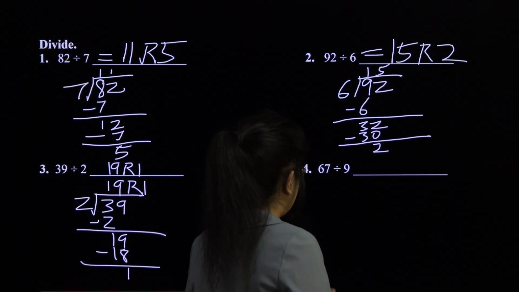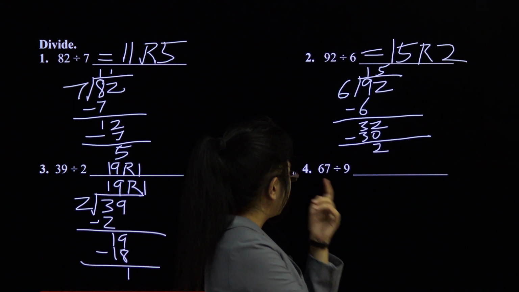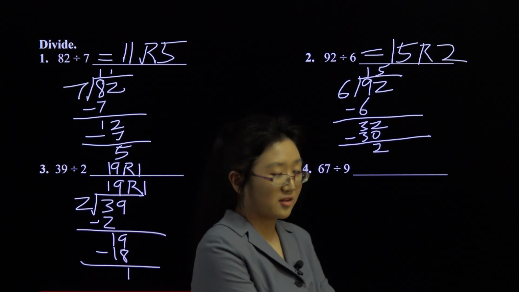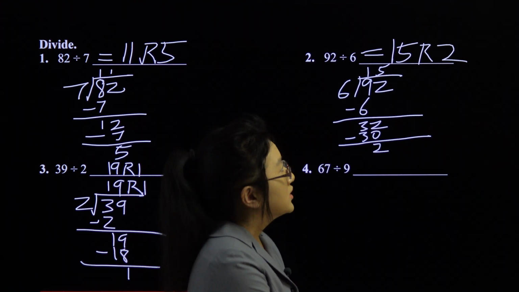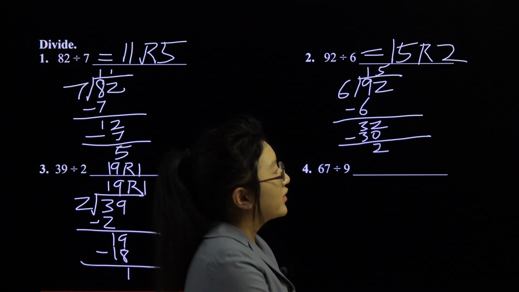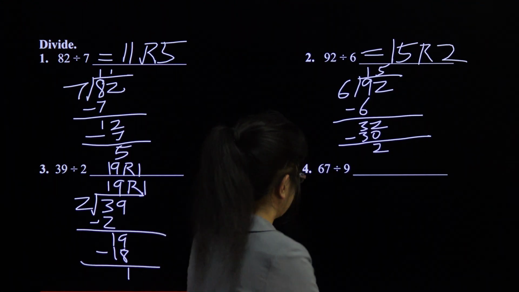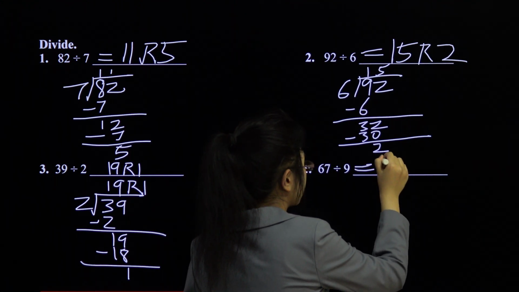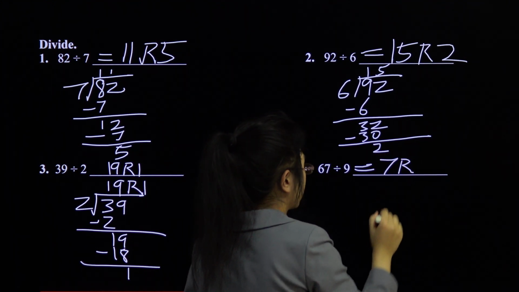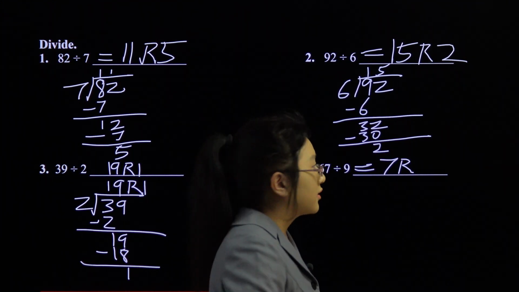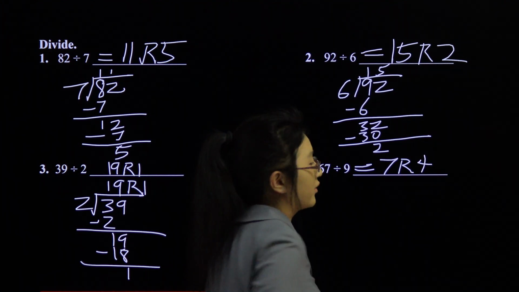67 divided by 9. Well, you can't really divide 9 into 6, and it's 67 anyways, so 7 times 9 is 63. And then 67 minus 63 is 4. 7 remainder 4.